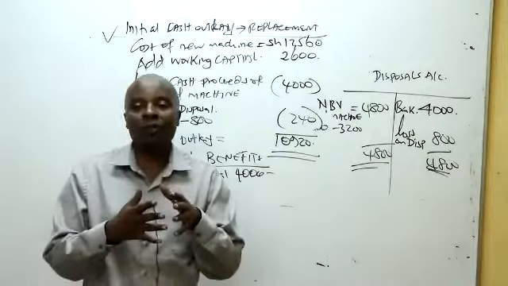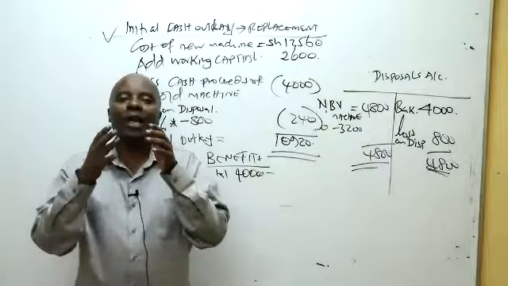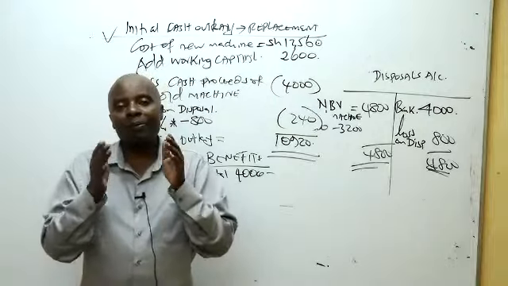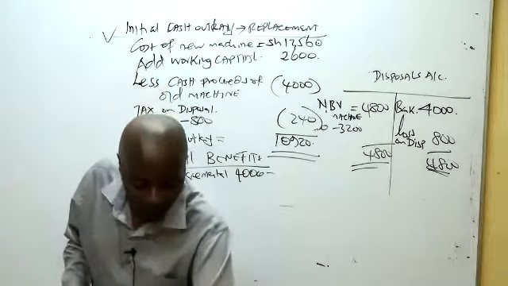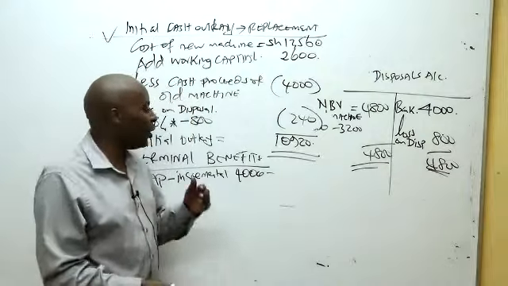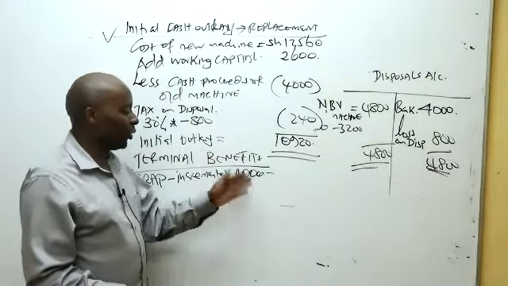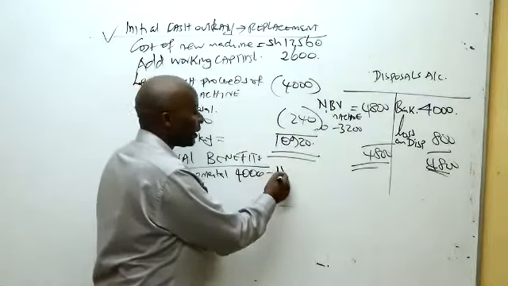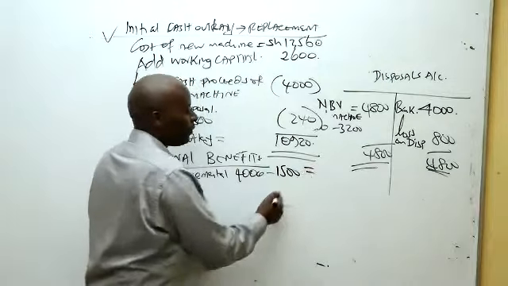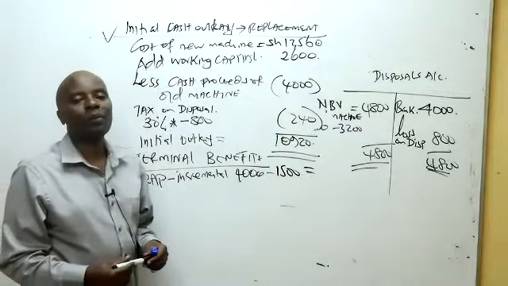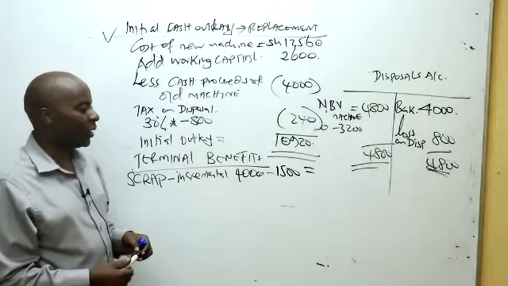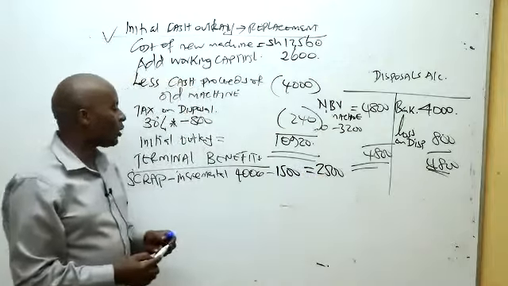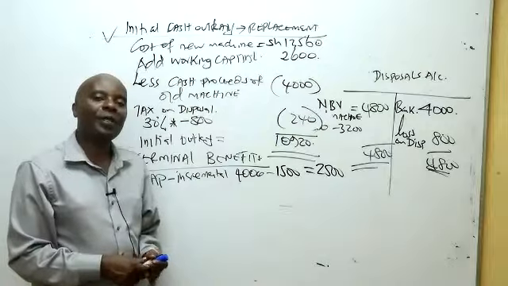So if we were to leave this old machine to continue with us, we are assured of getting 1,500 as the scrap value for the old machine. And therefore, when I'm looking at the net benefit of the new machine, I'll be looking at the scrap of the new minus what scrap the old machine would have given me if I never replaced it, which is 1,500. So could you kindly give us this figure? 4,000 minus 1,500 gives us what here? 2,500.